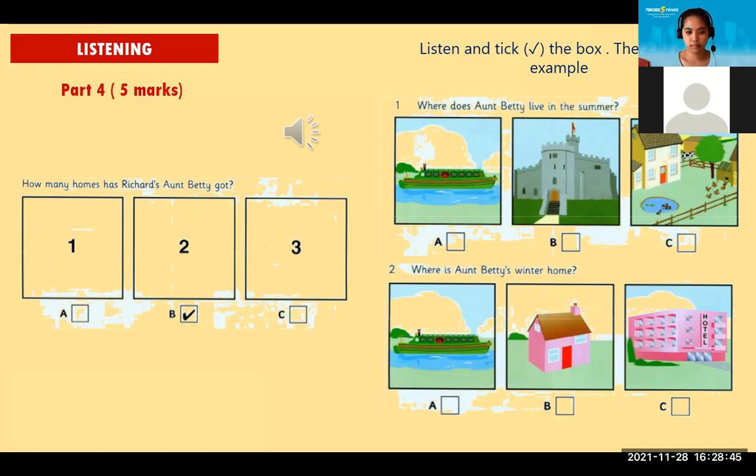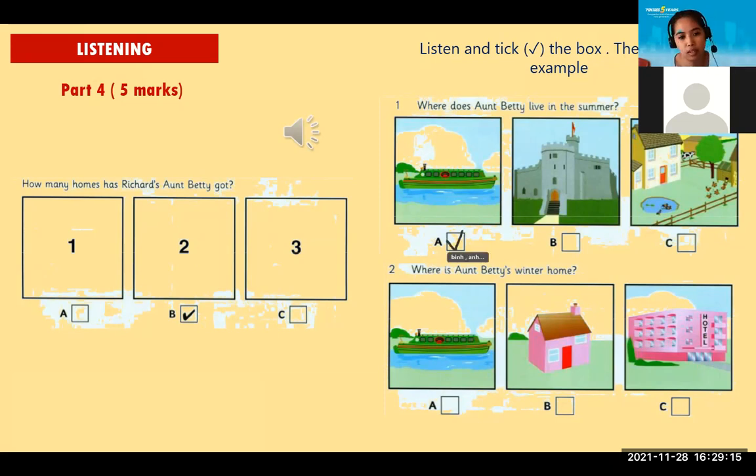1. Where does Aunt Betty live in the summer? Does she live near your farm? In the winter, yes, but in the summer she travels a lot. Where does she go? She goes up the river in her summer home. It's a boat. Oh, she lives on a boat. Yes, she likes visiting old castles and places near the river.